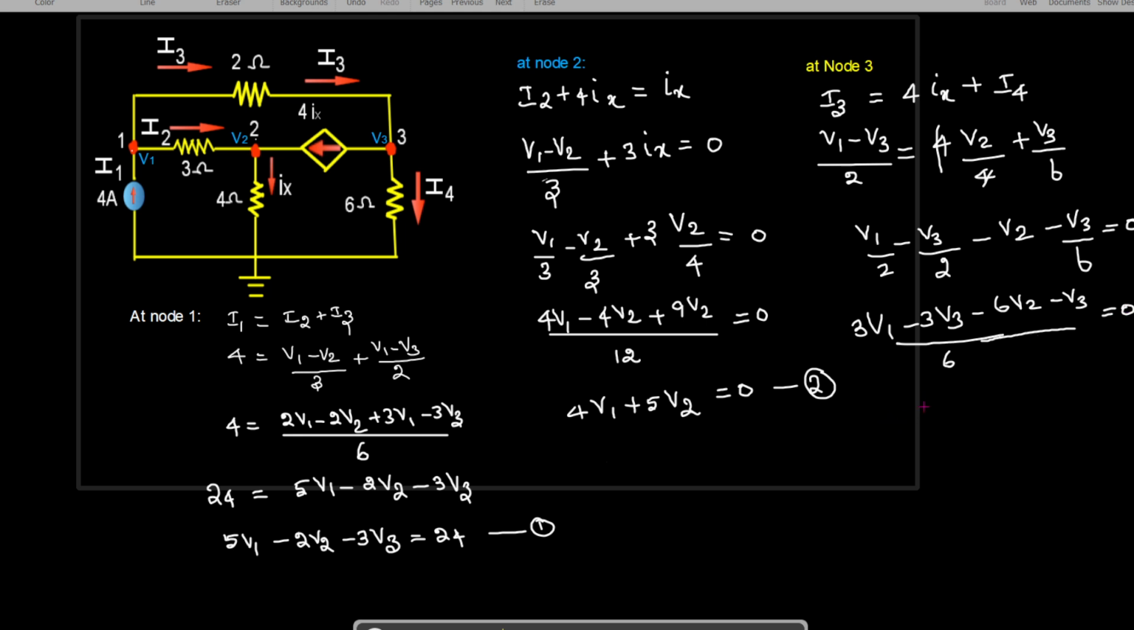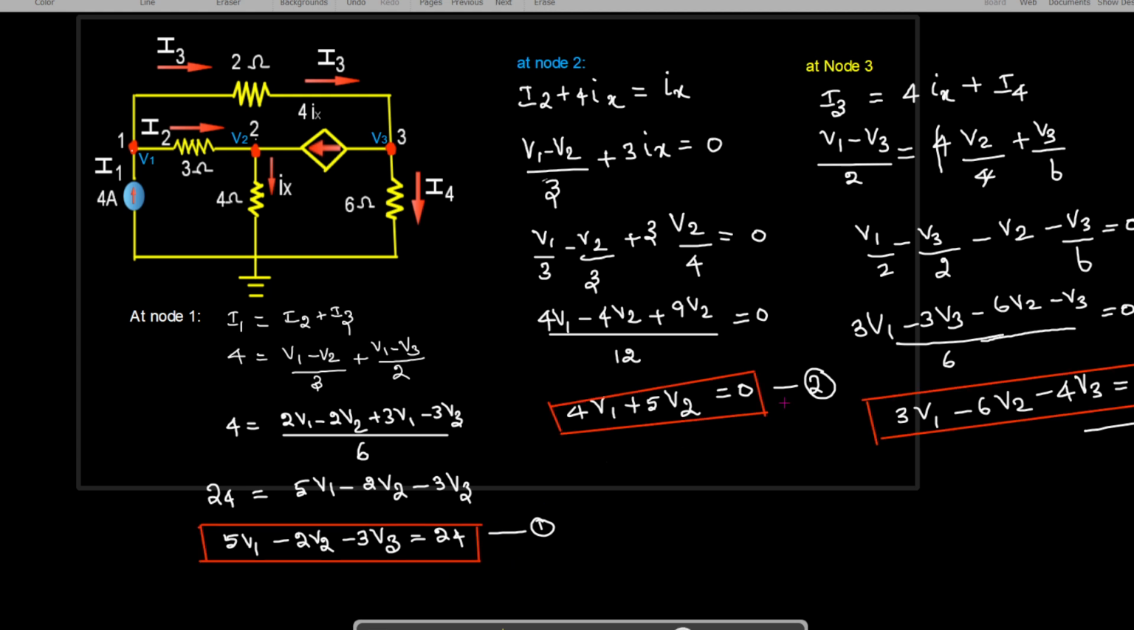So I get this as 3V1 minus 6V2 minus 4V3, that is equal to 0. So this is your third equation.